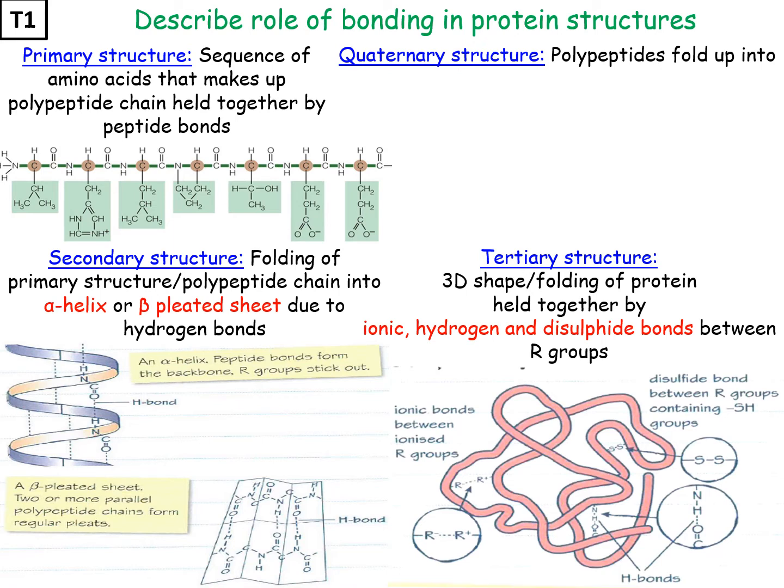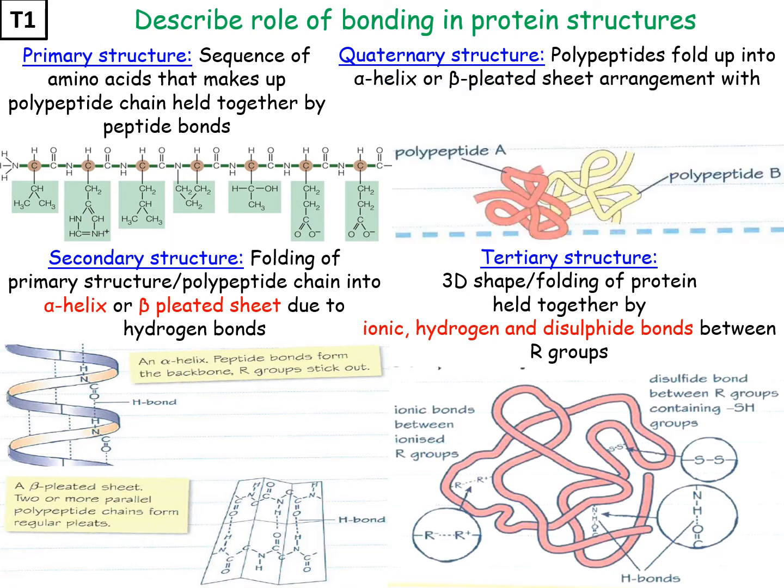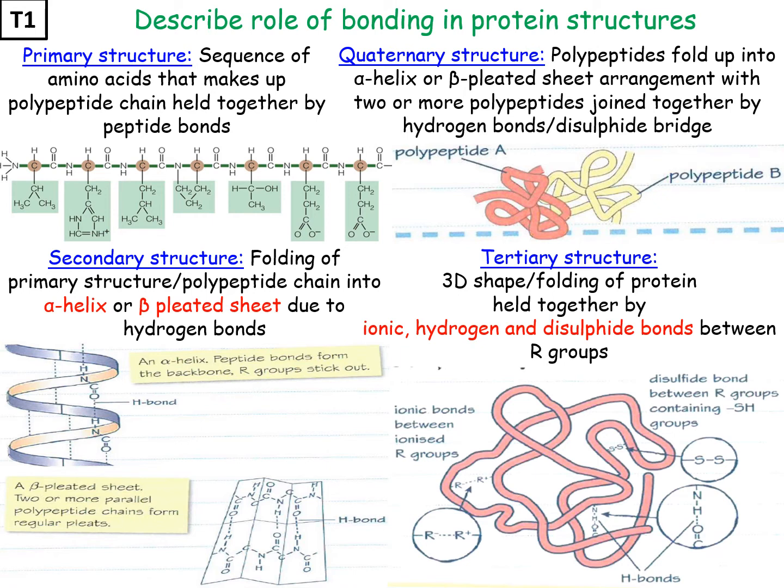And then in a quaternary structure, this is where polypeptides that are folded up into either an alpha helix or beta pleated sheet arrangement, in this case two or more polypeptides, are joined together by hydrogen bonds, disulfide bridges, and can also be ionic as well.